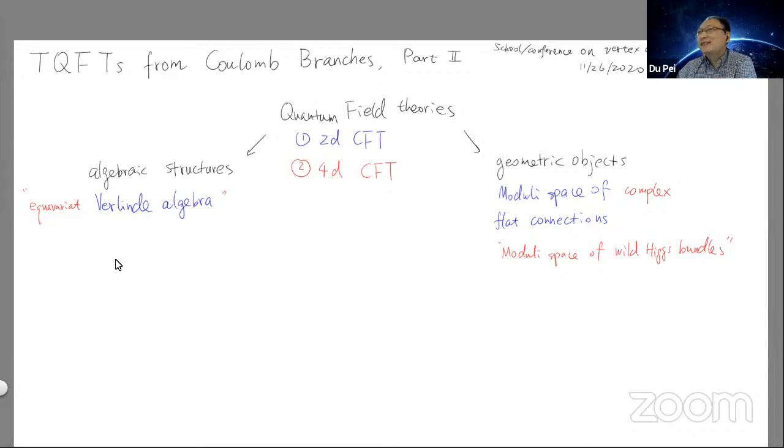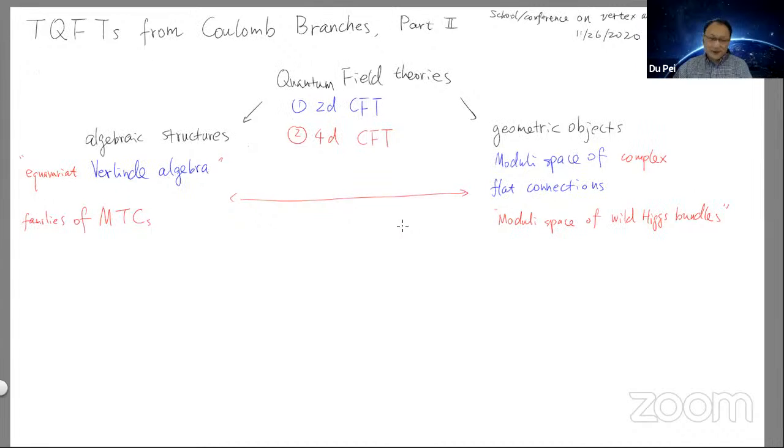And we will discover some hidden algebraic structure, such as modular tensor categories, or even better, families of modular tensor categories. So both the moduli space of complex flat connections and the moduli space of wild Higgs bundles are examples of Coulomb branches of 4-dimensional quantum field theories. So maybe let me start by telling you more precisely what I mean by Coulomb branch of 4D quantum field theories.